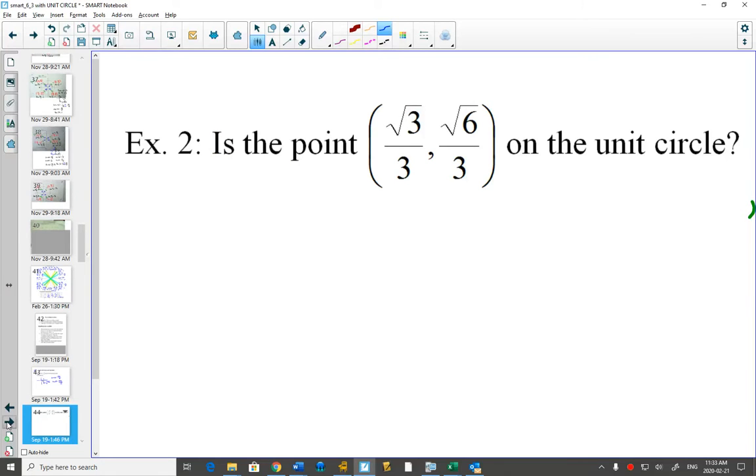Is this point on the unit circle? No, it's not one of the ones we've memorized, but if you think about the circle, we only memorize these points. Can you see that there are other points? Oh, there's another point on the unit circle. There's one that we didn't memorize. There's an infinite amount of points. Is this one of them? How would we tell?